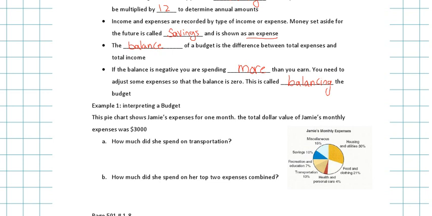Now, if you want to find how much she spent on transportation, what do you do? Multiply 3,000 by 0.13. So you multiply the 3,000, which is the total amount that she spent, by 13, and then you divide by 100. Or you can multiply by 0.13.